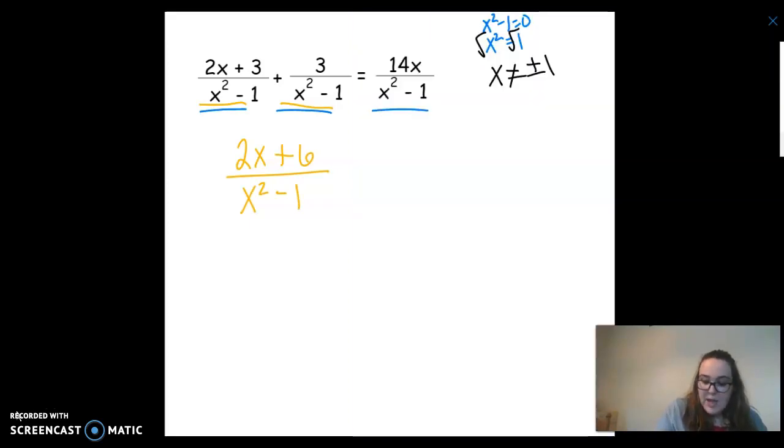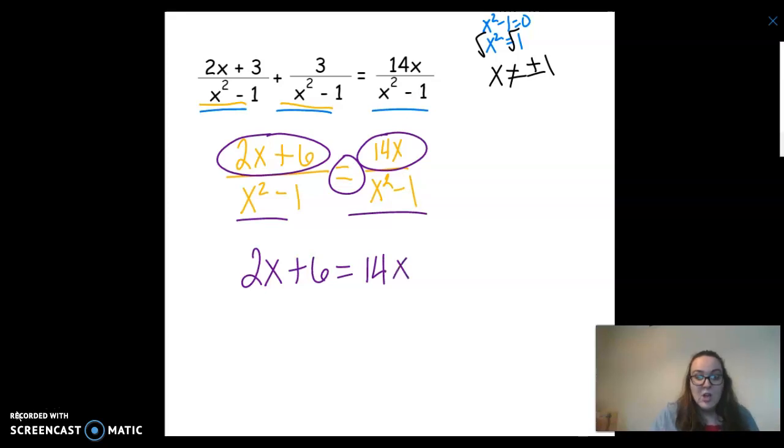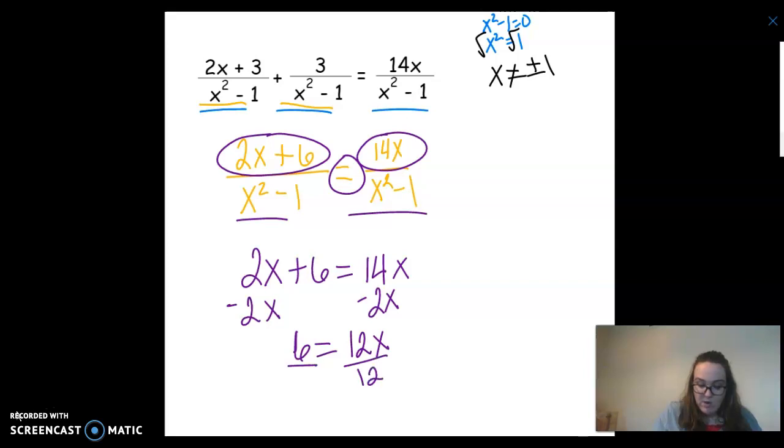Okay? Then we have a right side of the equation: equals 14x divided by x squared minus 1. Well, on the first page, we learned that if my denominators are equal, that means that my numerators will be equal. So 2x plus 6 equals 14x. Well, can I solve this equation? Well, I hope so. Subtract 2x, 6 equals 12x. When I divide by 12, 6 over 12 is 1/2.